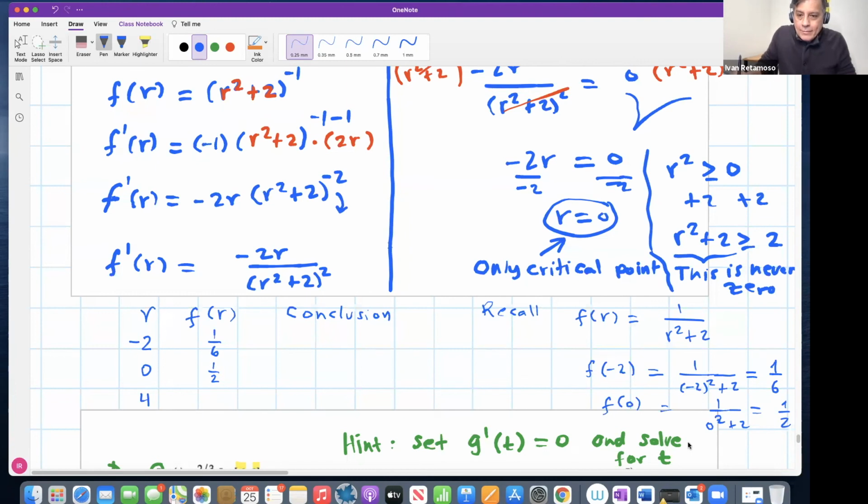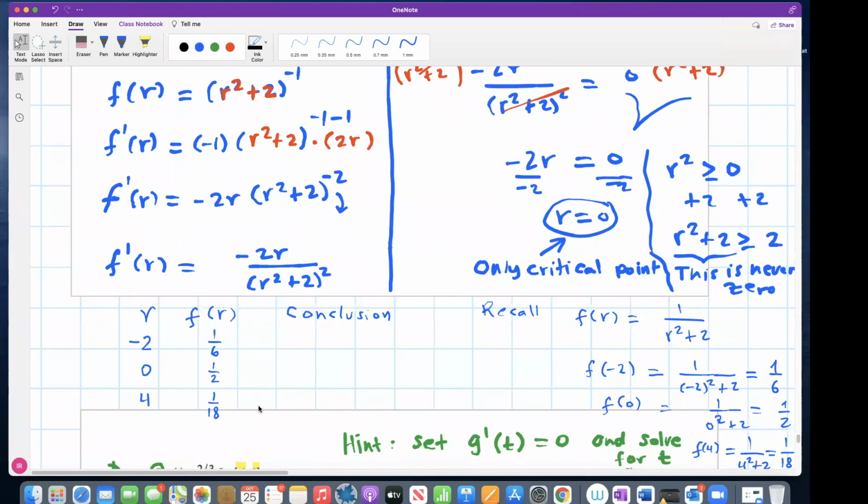At 4, what's f at 4? 1 over 4 squared plus 2. 4 squared is 16, plus 2 is 18, so 1 over 18. Someone wrote something on the chat, 1 over 18 in decimal form. It's okay, but on the choices they are asking us to get them in exact form, that's why I'm doing this. We can of course write it in decimal form, but because the choices are in exact form, I am doing it.